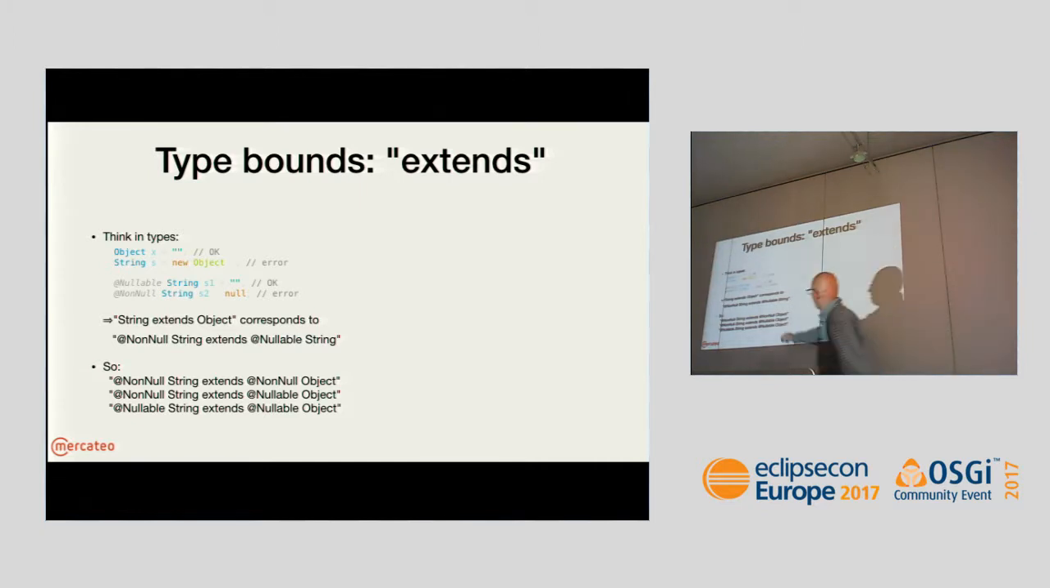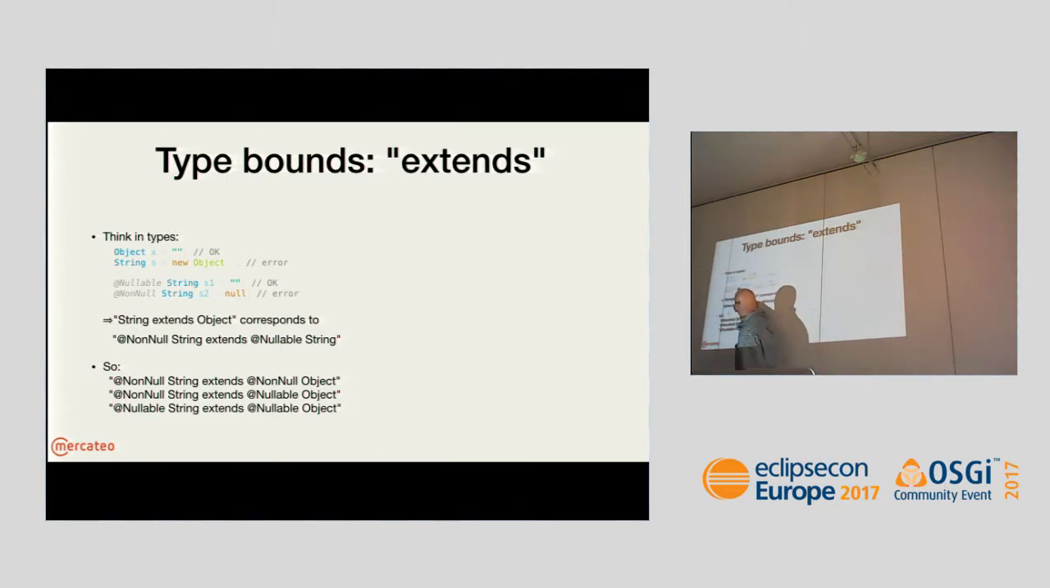The type bound is if you have a type variable and you say it must extend some other type. Yeah? And this is this extend thing. To explain that, I first want to explain what's the relation between null annotations and objects. If you think about it, if you have an object and you have a string, you can always assign a string to the object, but you cannot assign any object to the string. You'd need a cast. So string extends object.